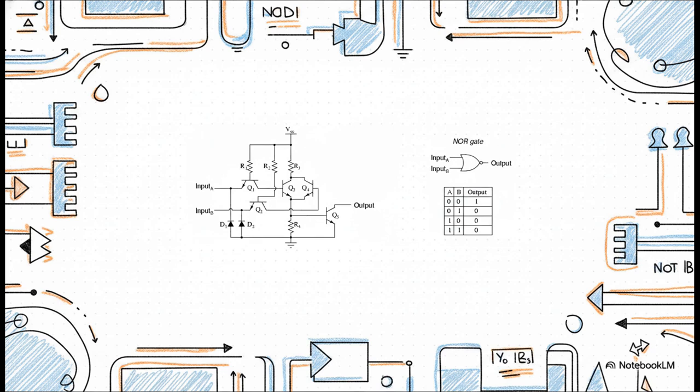And we can keep going. If we just rearrange the transistors a bit, putting them in parallel instead of in series, boom, we've got a NOR gate. And with a NOR gate, the output is low if either input A or input B is high. So with just these few basic configurations, you literally have the complete toolkit. You can build any digital logic circuit you can dream of.